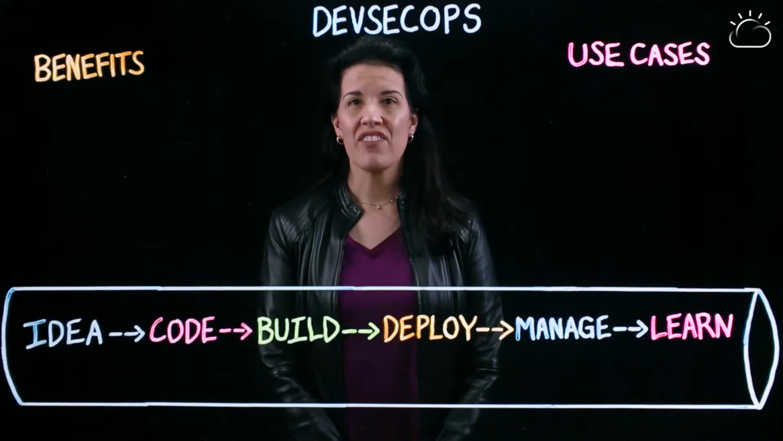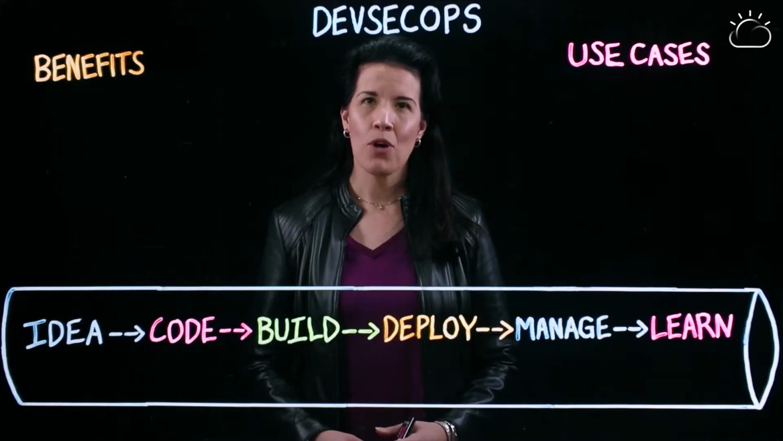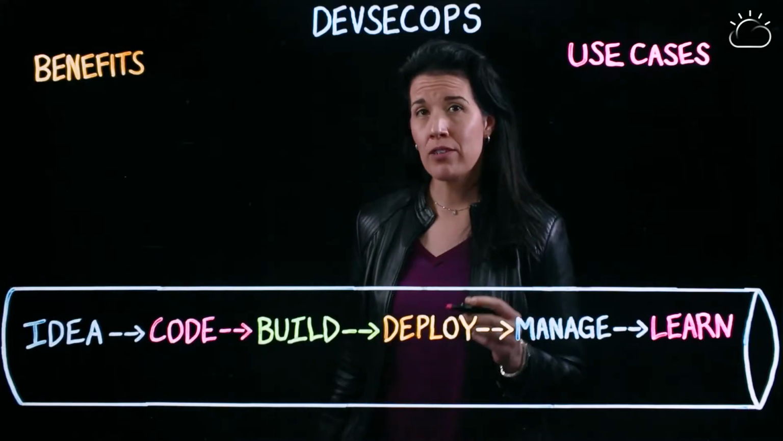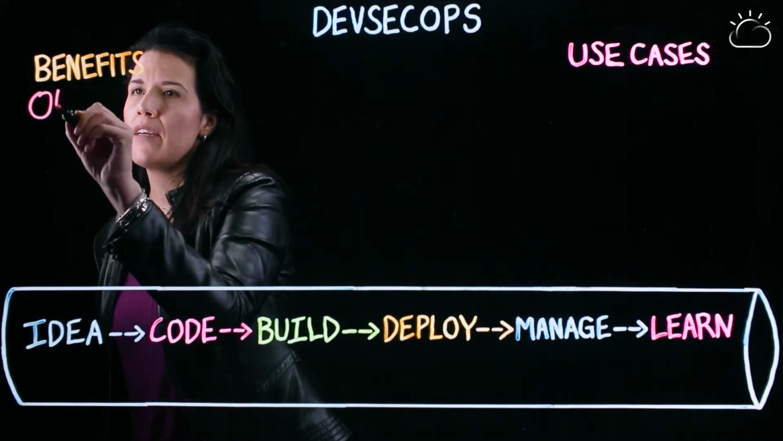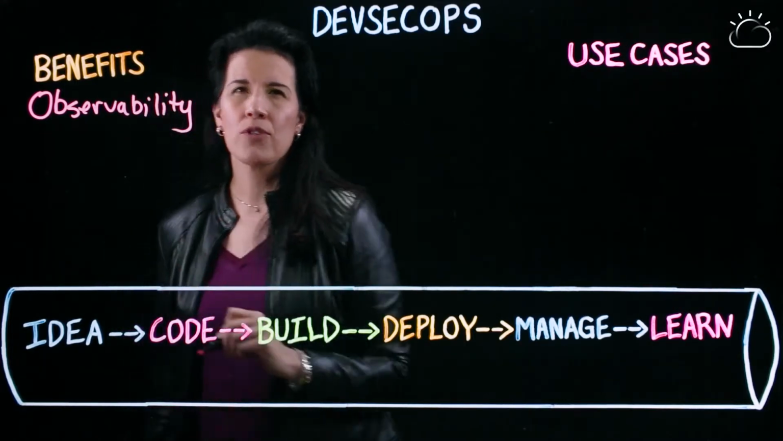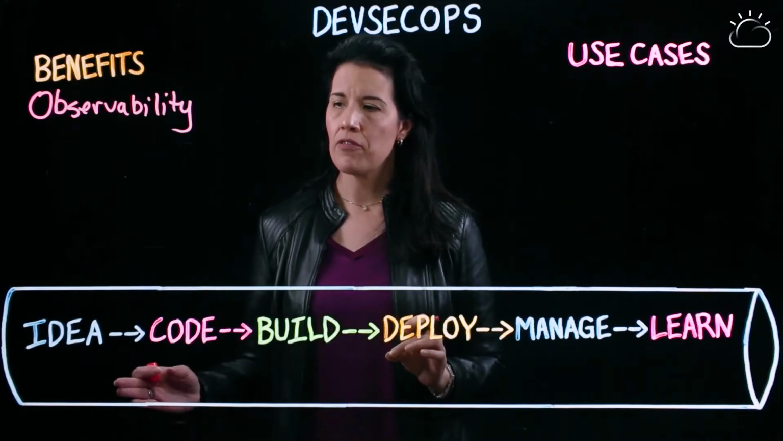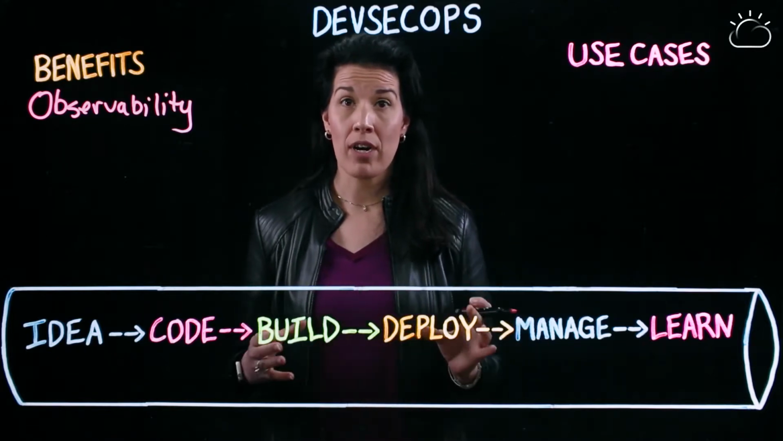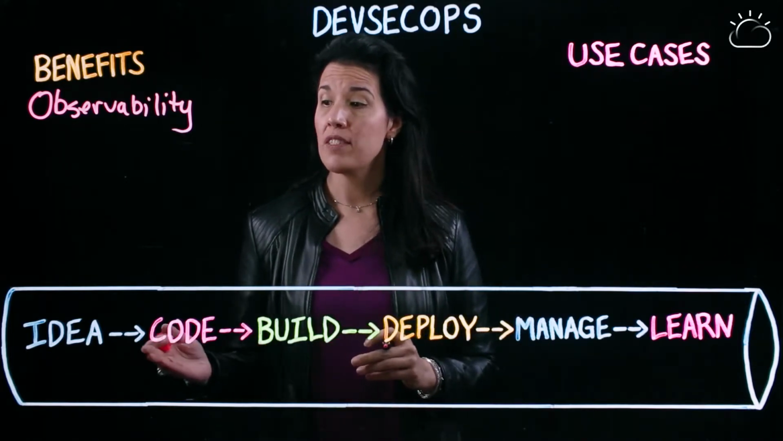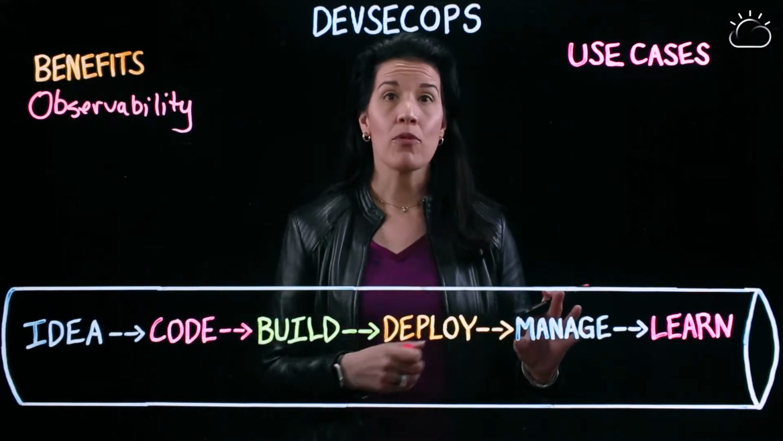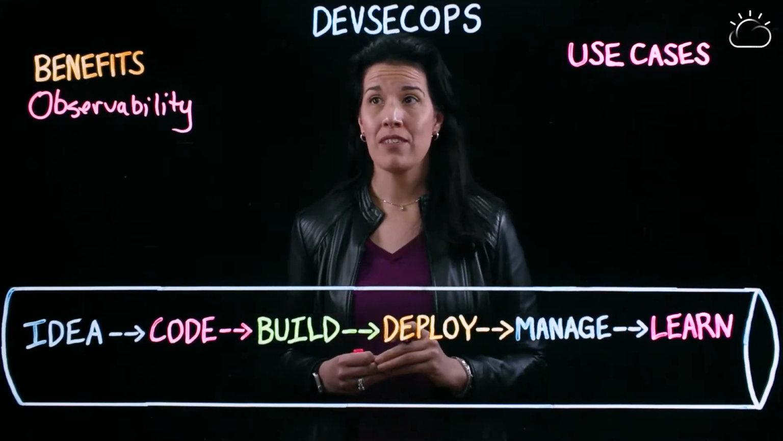So we're going to talk about DevSecOps. DevSecOps is all about DevOps with a lens on security. The benefits of DevSecOps primarily address observability. This is observability in context of how observable is your application delivery process in and of itself? Do we know what's happening between user story all the way through to code, build, deploy, manage, and continuous improvement?